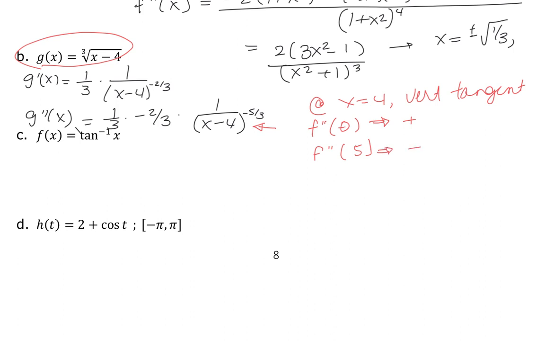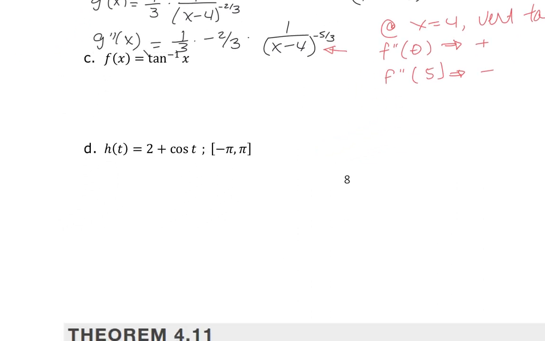So I wasn't actually able to do a sign chart. The sign chart that I have been doing most of the time doesn't always work because it's not defined at that point of inflection. Even though we're changing from concave up to concave down, I can't actually put in 4 because it's not defined at 4. But I do have a place in which it's changing from positive to negative in terms of concavity. Now let's take a look at C.